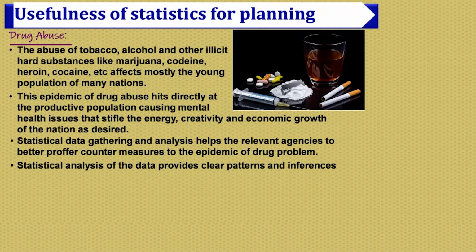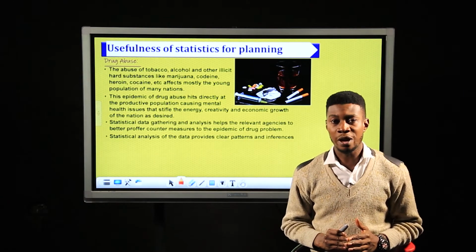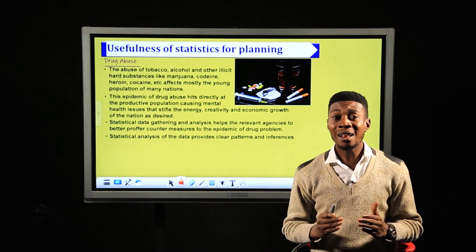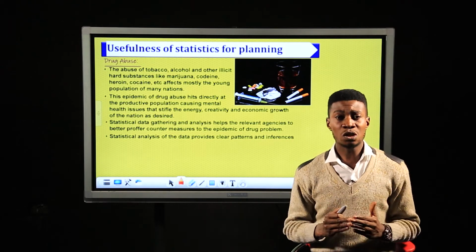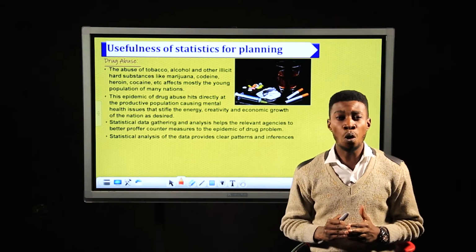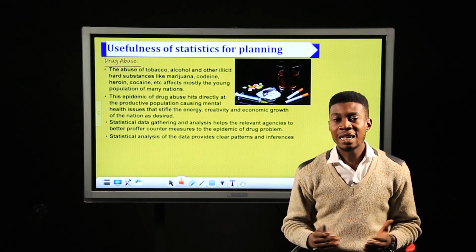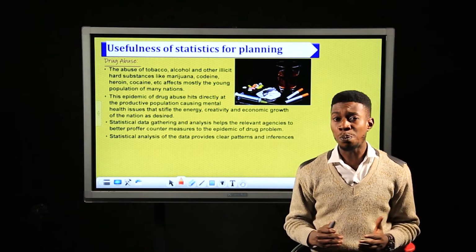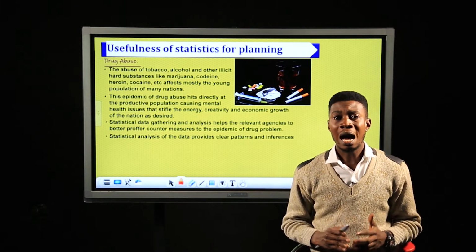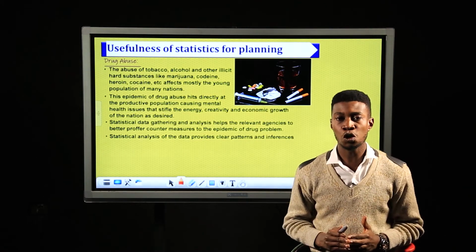We have drug abuse. The misuse of drugs has several adverse effects on the populace of any society, especially the youth. Proper data gathering and analysis of data can help government set up agencies and implement policies that would go against the misuse of drugs. So you see, statistical data is very important and helpful. Let's go on in this lesson to learn some more about the usefulness of statistical data in planning and decision making.